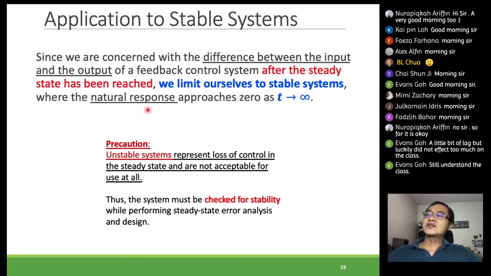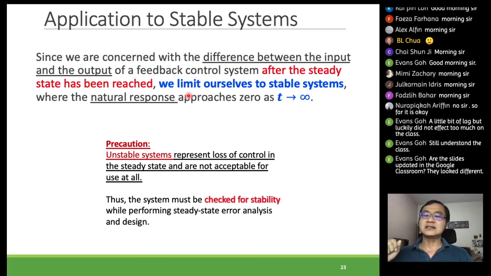If the natural frequency doesn't damp out over time and keeps increasing, then the system is no longer stable. If it is not stable, then it's actually not controllable, and we don't want this kind of system. We always want to take control of the system. So first we must check for the stability before we perform this steady state error analysis as well as design.